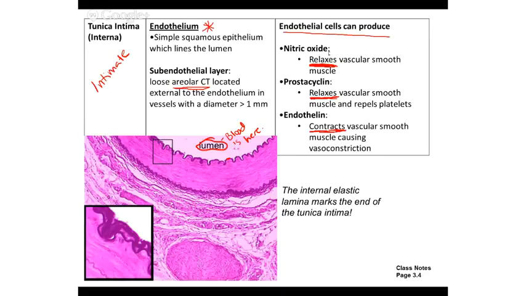So depending on the situation, if you want to relax your blood vessel, make it larger, make it easier for blood to flow through it, you can signal to the endothelium to produce these guys, nitric oxide and prostacyclin. But if you want to constrict your blood vessel, then you're going to tell your endothelium to make endothelin. So it's very important that you know which of these is a relaxer and which one is able to contract blood vessels. Okay? Now let's look at the muscle layer, the tunica media.